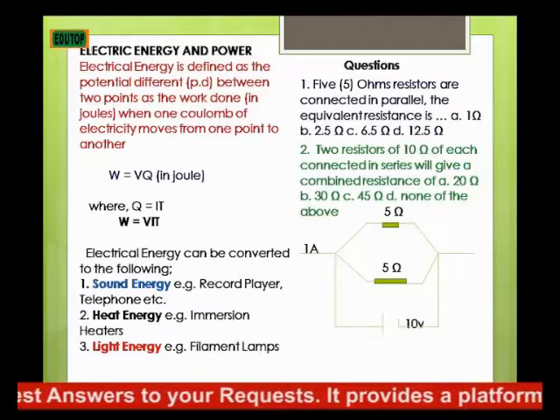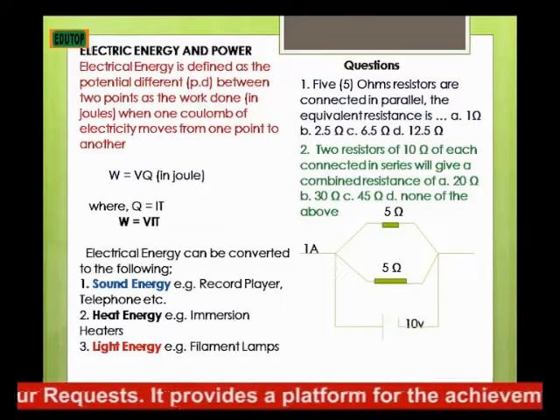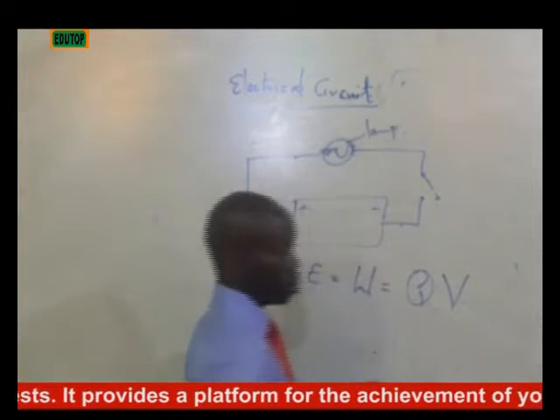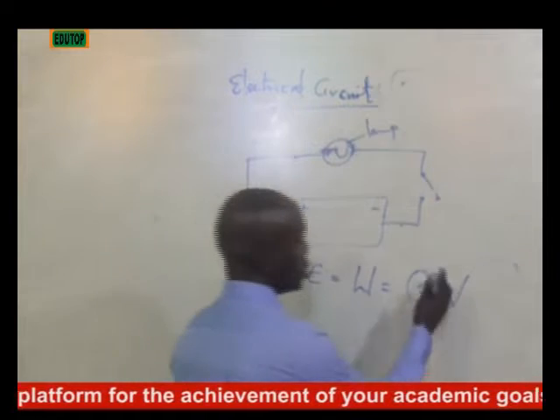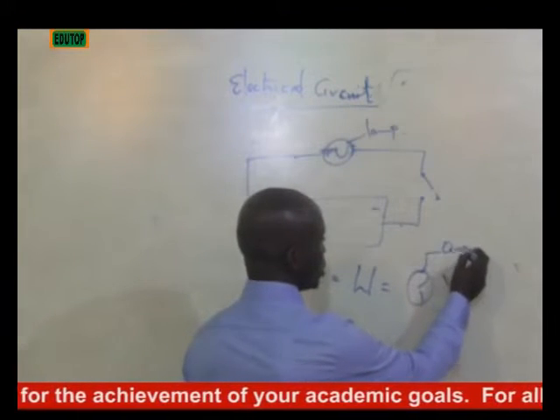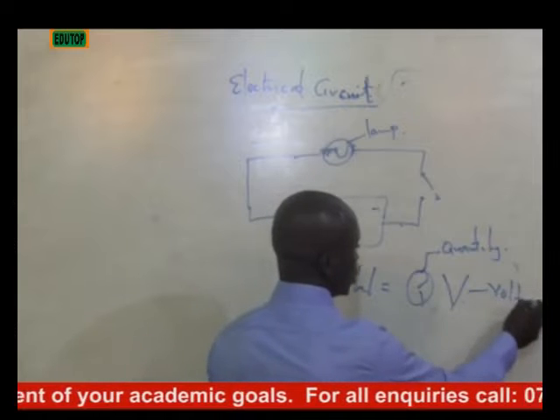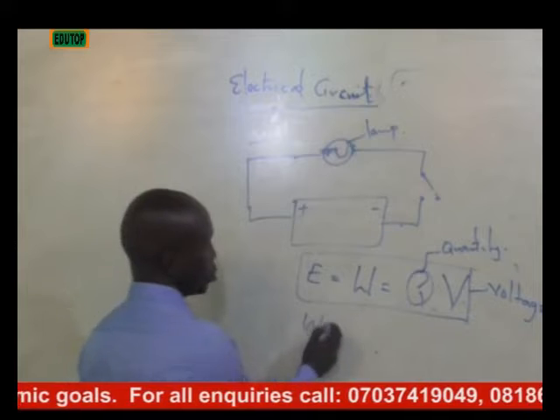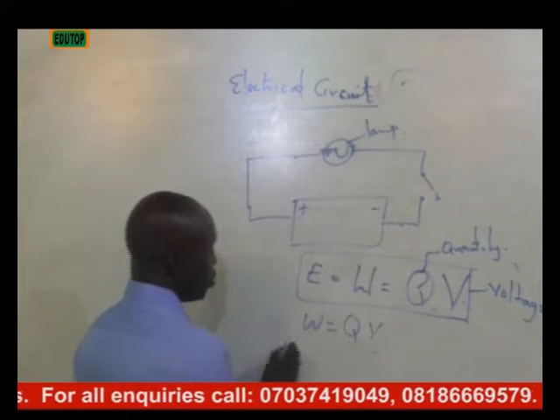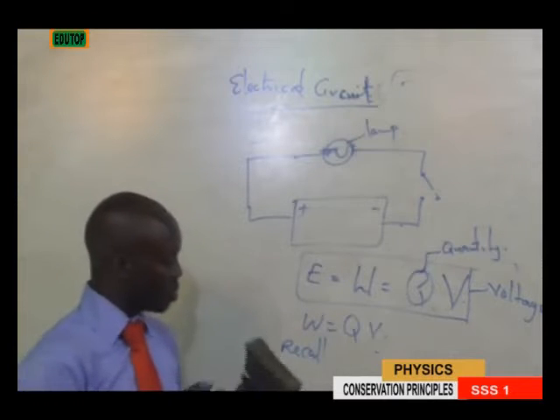That's your work done when a charge, that's your Q, moves with respect to a volt. That's your V. So work done is QV. Your Q is the quantity of charge. Your V is the voltage. So this is the representation of work done, QV. If you recall, all these formulas must stick into your head. You have to know it.